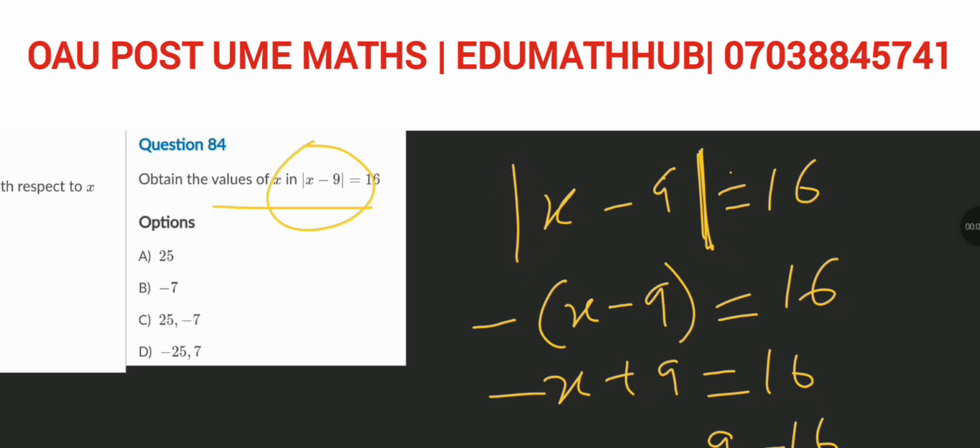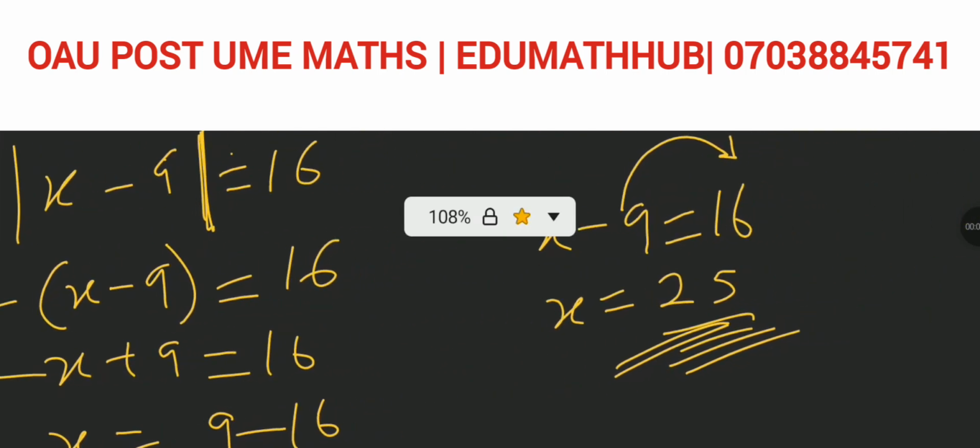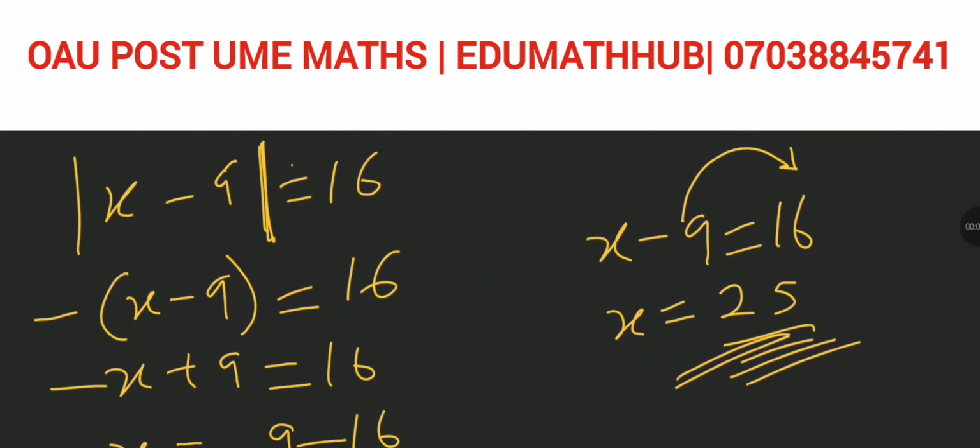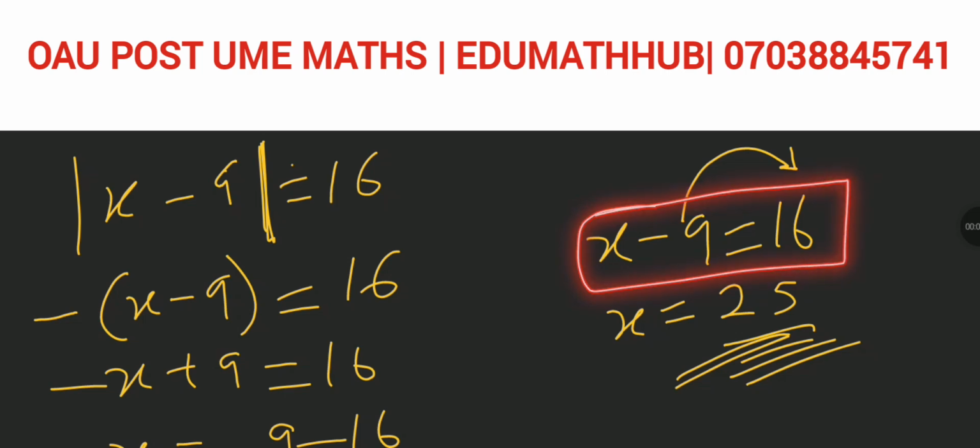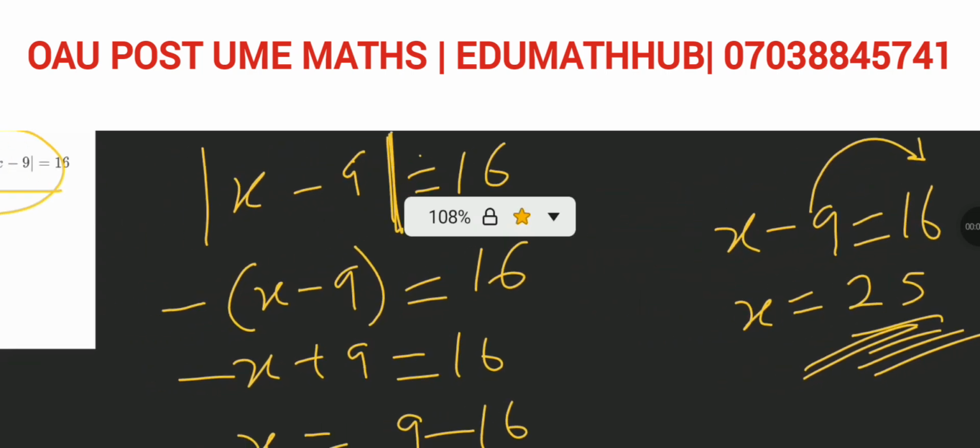So the first thing to do is to assume that it's negative. So assume that X minus 9 is negative. So it will look like this, equals to 16. The second assumption is to assume that it is plus. So it's going to look like this: X minus 9 is equals to 16. So you solve those two equations separately.